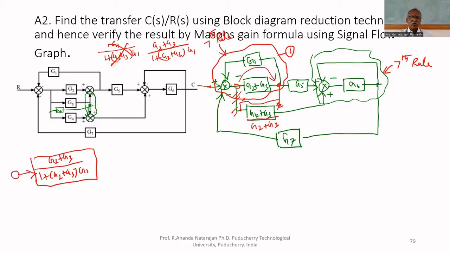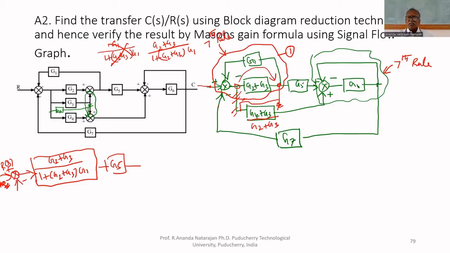So I have to draw that summing junction is there, R is there, feedback is there. This is plus. This is plus. This is plus. I will put here. This is minus. Feedback is negative. So after this, G5 is there.